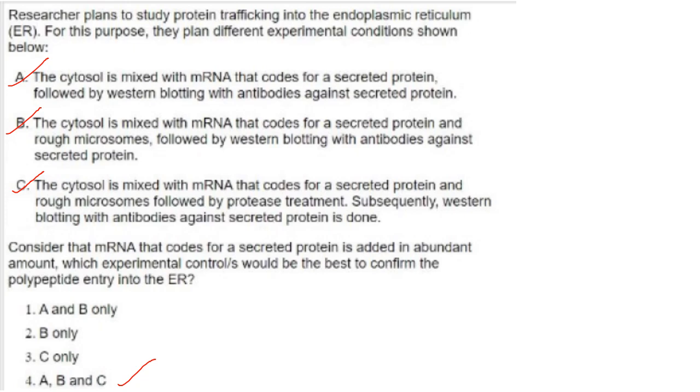So A, B, C can be used as, this is also the very best control for the experiment. So A, B, C can be the best control, as it will show that the mRNA produces the protein as in A, the protein enters the microsome as in the case of B, and the protein entering the microsome is again confirmed by protease treatment. So A, B and C can be used as control for this particular experiment. So the answer here is option 4.